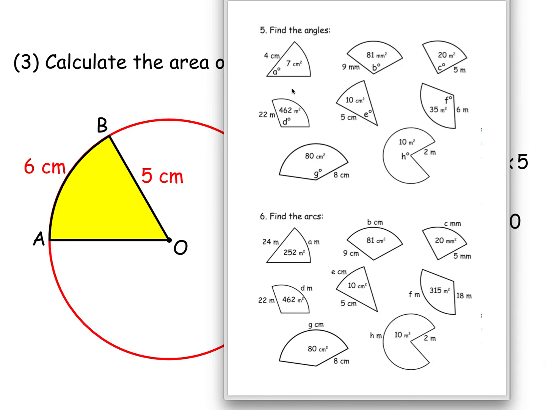Then you're told the area. So that's 7 over pi r squared gives you the fraction. And you have to get the missing angle. You want that fraction of 360. And similar question, you're told the area. So 252 is a fraction of pi r squared. And then you have to figure out the arc length, so you have to get a fraction of pi d. Now some of these will come out exact answers.